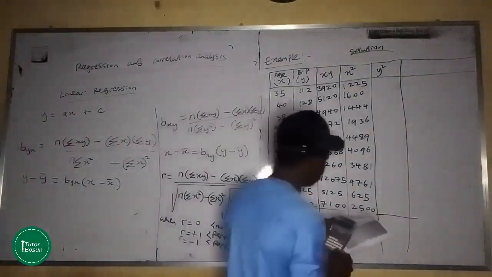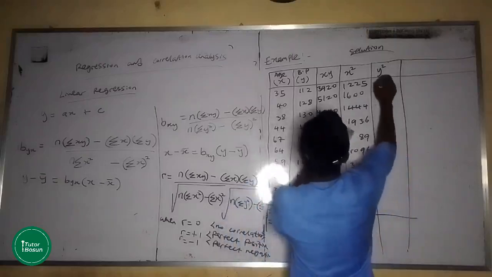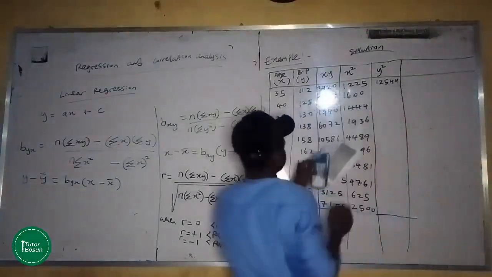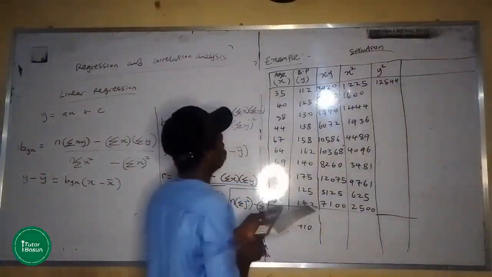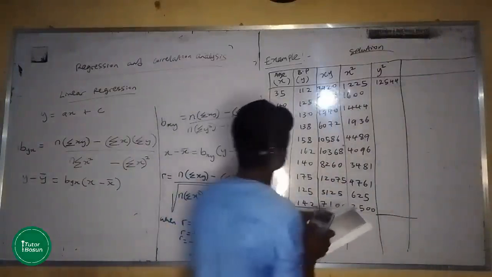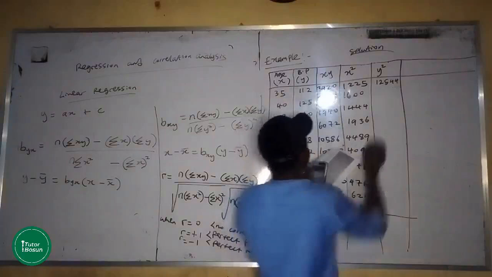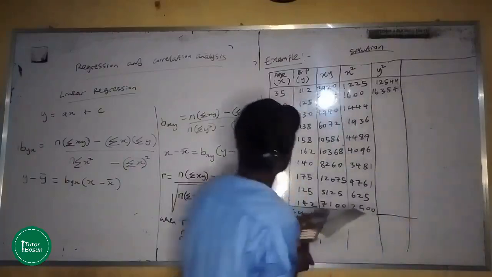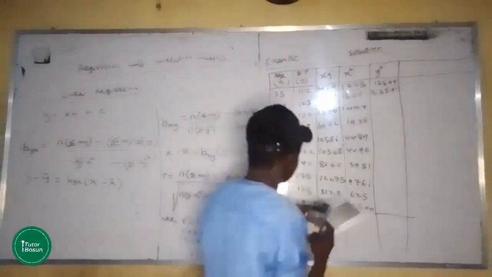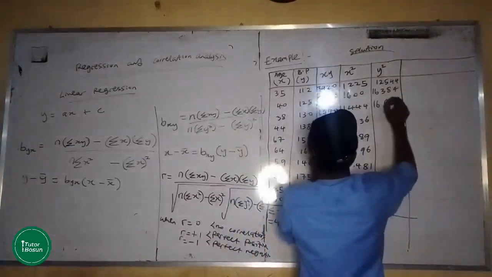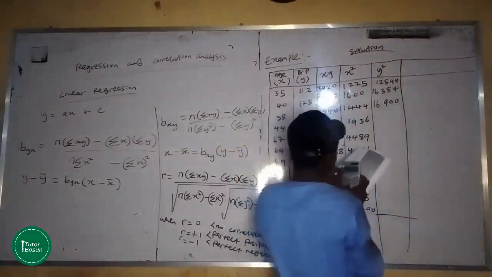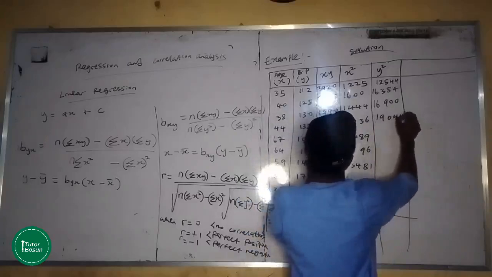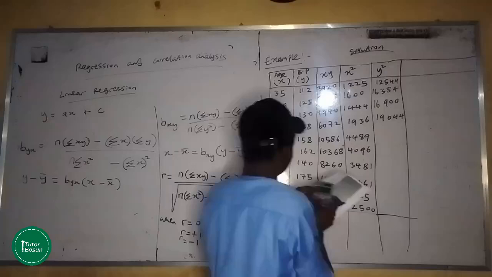We have 112 squared, this is 12544. We have 128 squared, 16384. We have 130 squared, 16900. 138 squared, that's 19044. We have 158 squared, 24964.